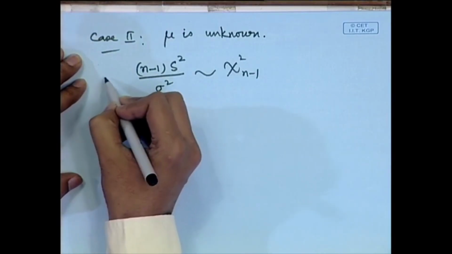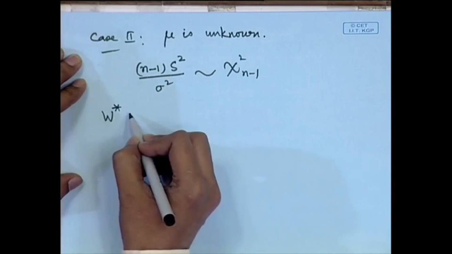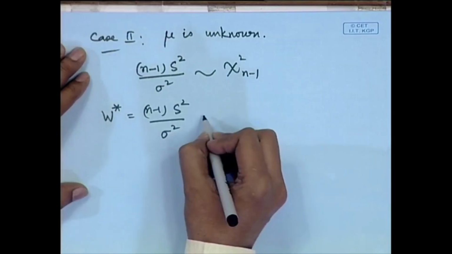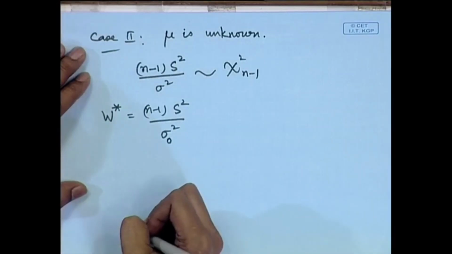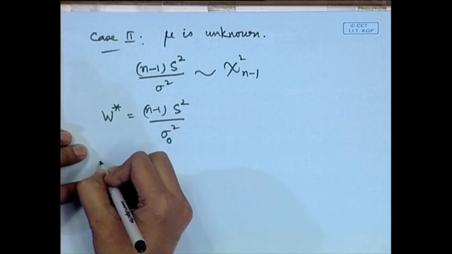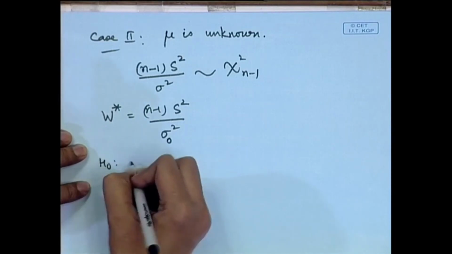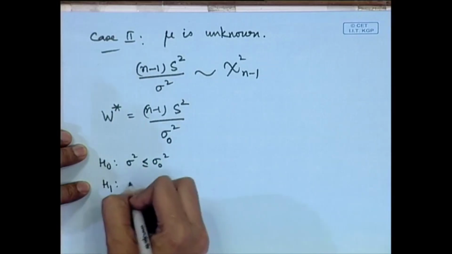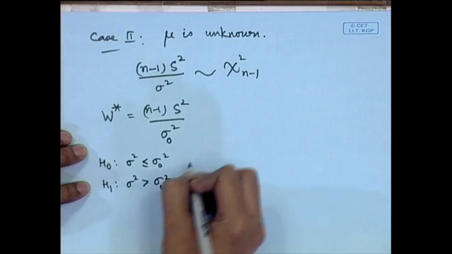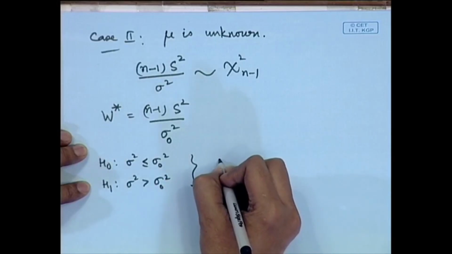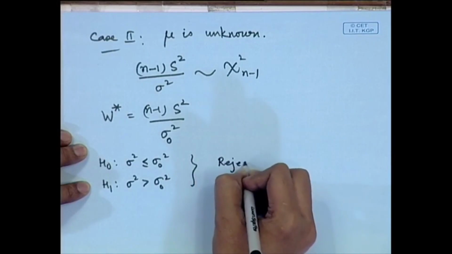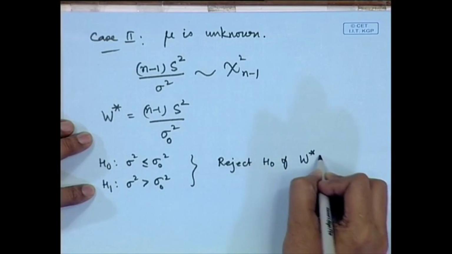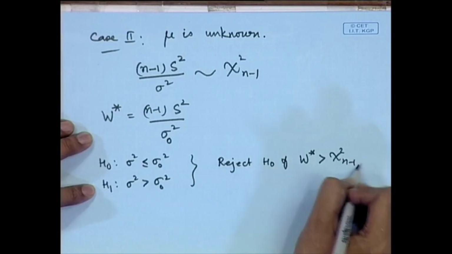So, let me call this statistic W star as n minus 1 S square by sigma naught square here. If we are testing the hypothesis of the form H naught: sigma square is less than or equal to sigma naught square, against H 1: sigma square is greater than sigma naught square, what will be the test function? Reject H naught if W star is greater than chi square n minus 1 alpha.